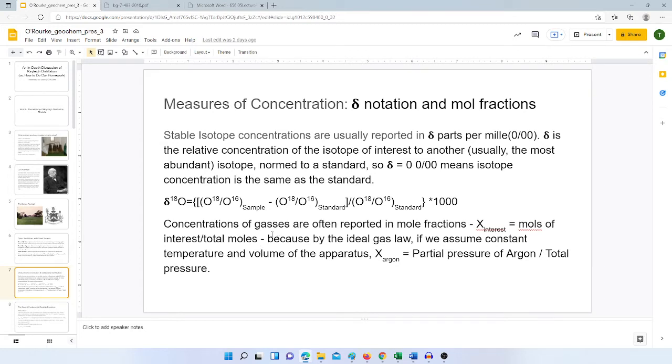And by the ideal gas law, if we assume a constant temperature and volume in the apparatus, then the mole fraction of our thing of interest is equal to the partial pressure of that thing divided by the total pressure, and we can measure that stuff. So we can directly go from pressures to concentrations.